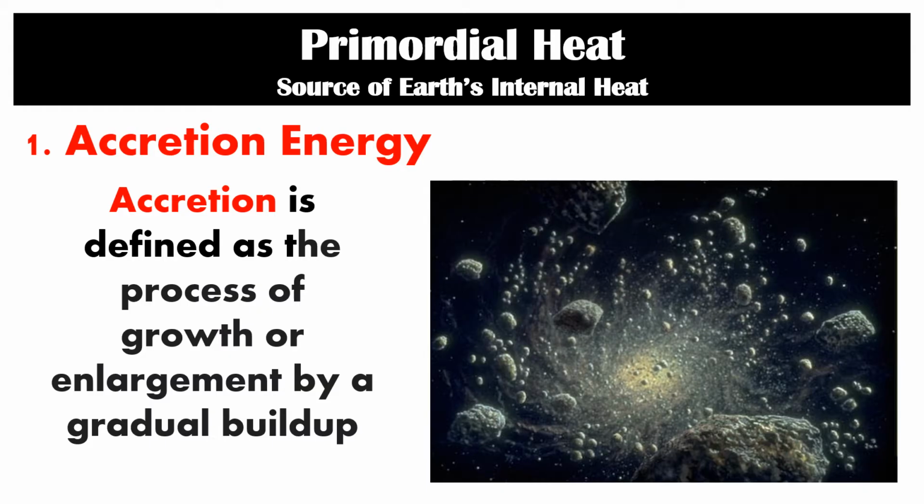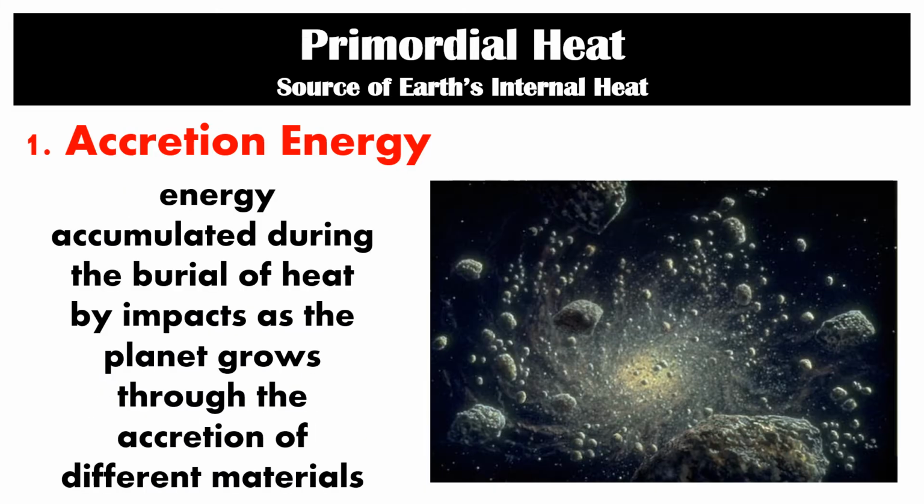First is accretion energy. Now, first, accretion is defined as the process of growth or enlargement by a gradual build-up. So it is known that our planet started as a cloud of gas and dust, and as these materials clump together during the formation of our planet, they produce heat. So the heat production continuously happens until the Earth is formed.